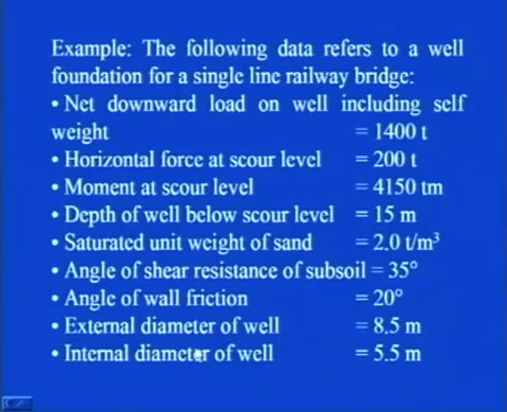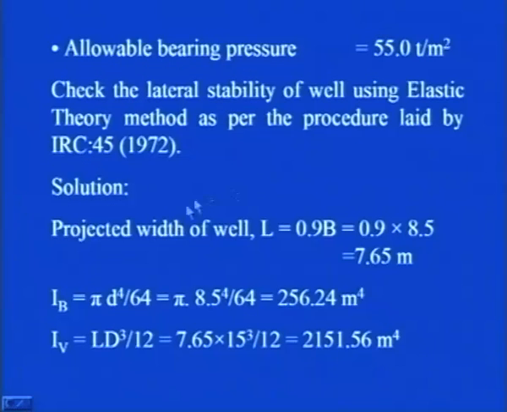The external and internal diameters of the well are 8.5 and 5.5 meter respectively. The allowable bearing pressure is equal to 55 ton per meter square. What it says is that you have to check the lateral stability of the well using the elastic theory method as per the procedure laid down by IRC 45-1972. So, let us see how you can proceed with the solution of this problem.